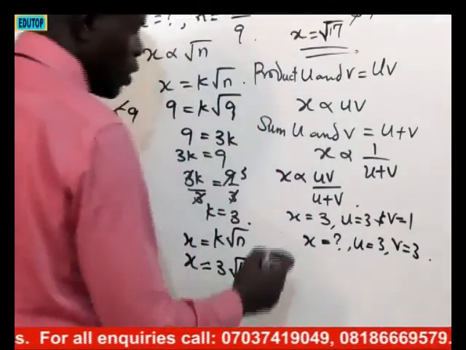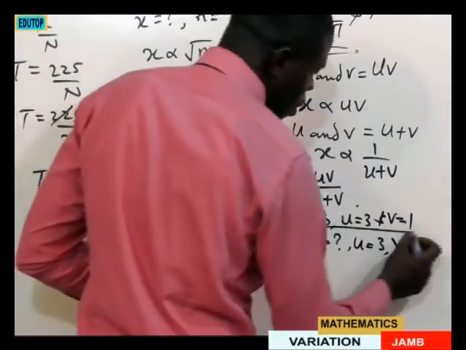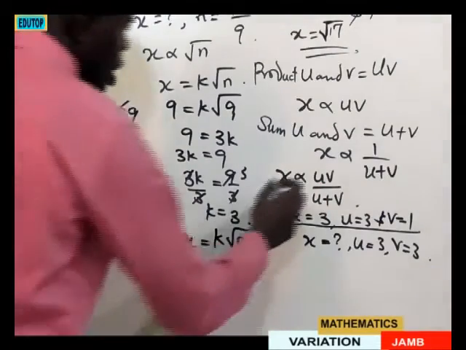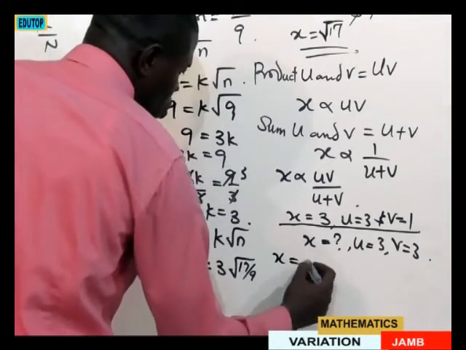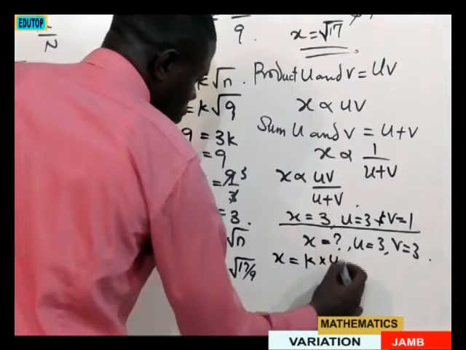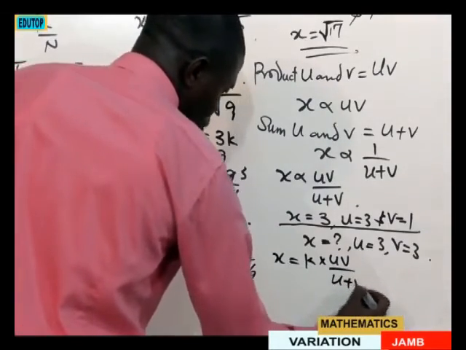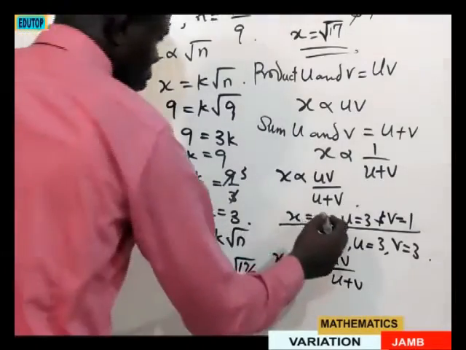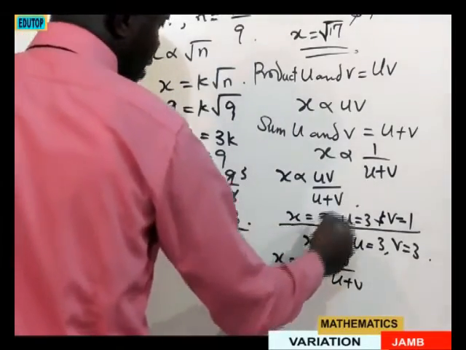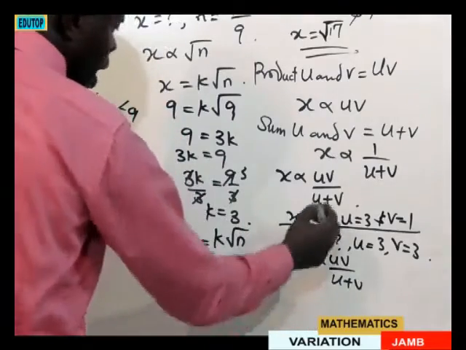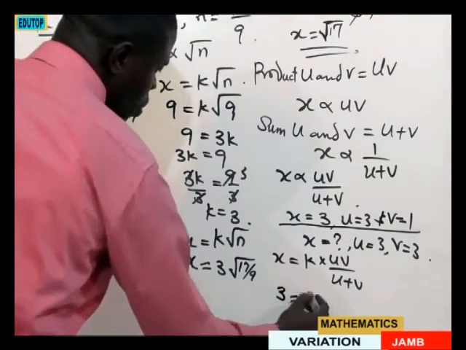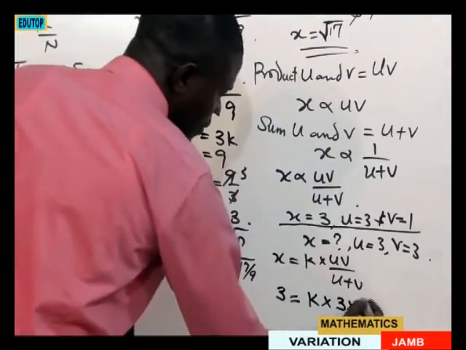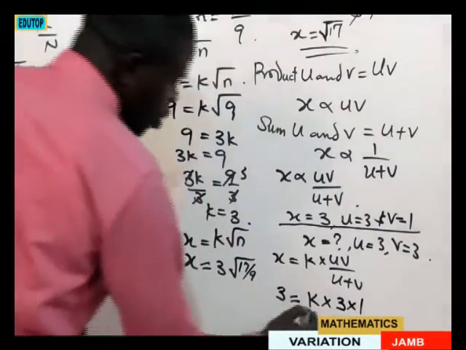So the first thing we do is to make use of this first one. What are we going to do? We introduce our constant. X equals K times UV over U plus V. So in this situation, we substitute the values of our X, U and V. X is 3 equals K times, what is our U? Our U is 3. What is our V? Our V is 1. So that's the way you resolve that.